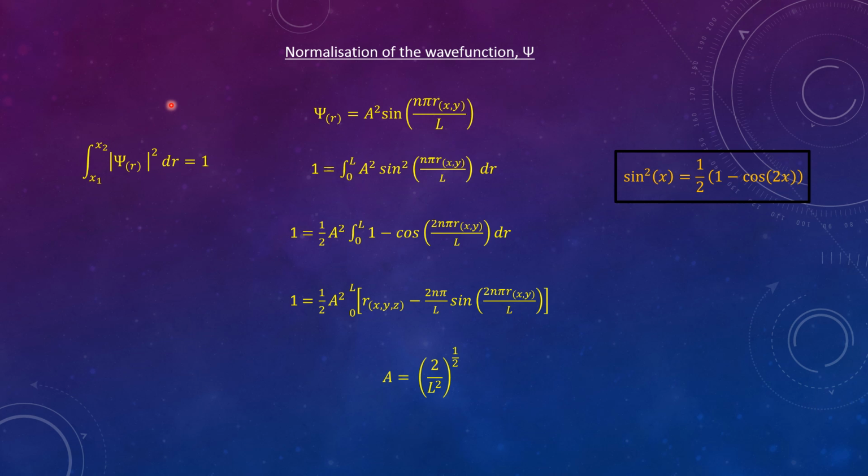The entire purpose of the wave function is to predict the probability of finding an electron in a space. Therefore, the probability must equal 1 when we square the wave function. Right now, it means that we need to normalize this wave function. This is achieved by integrating the wave function between two limits and then rearranging to find a, as we see down here.